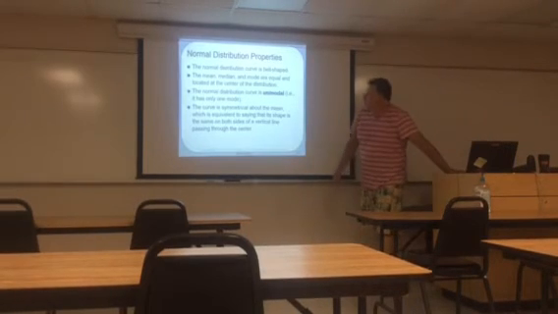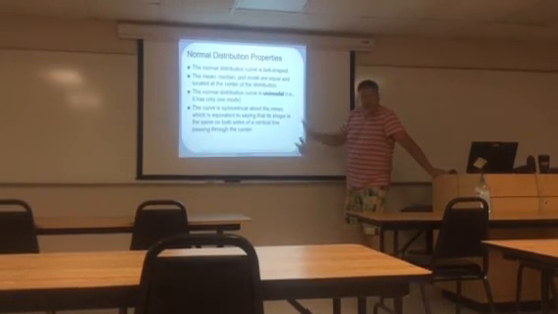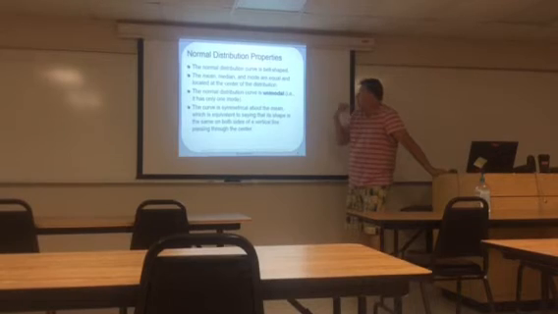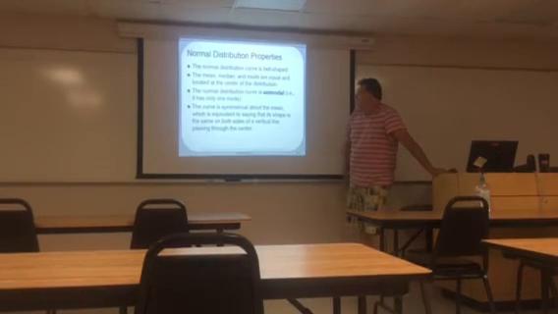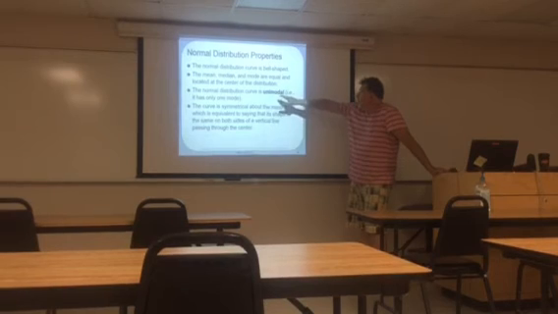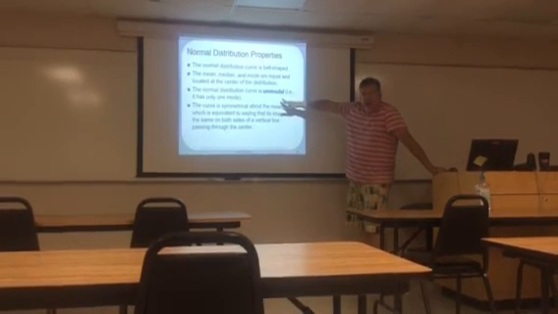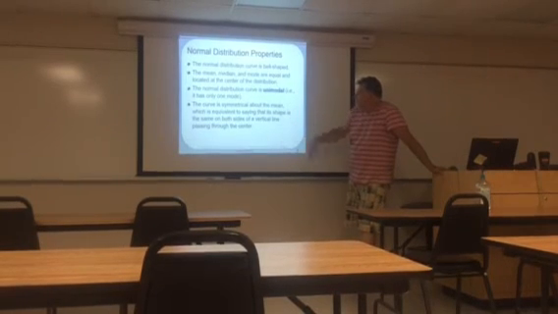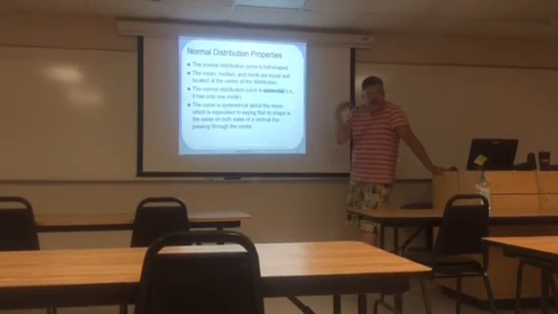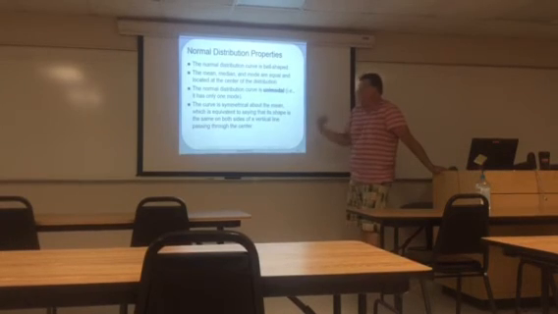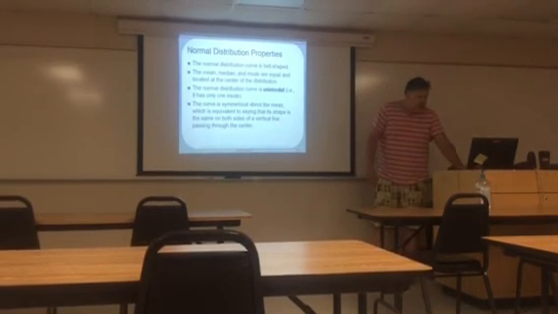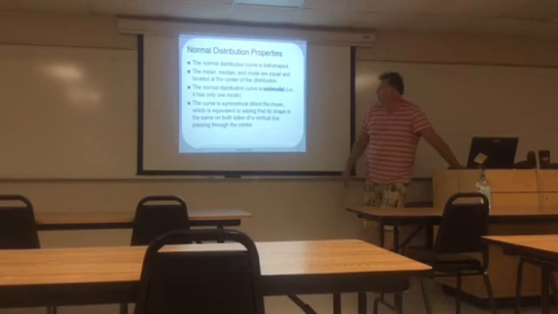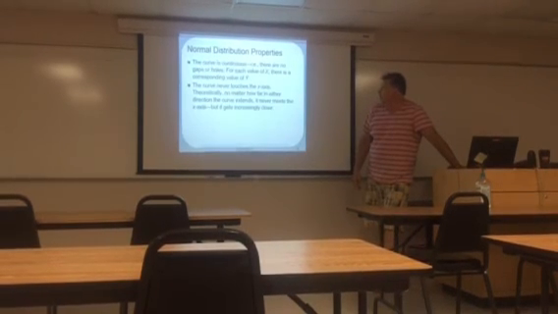Here are some properties of the normal distribution. The normal distribution curve is bell-shaped, like I said. The mean, the median, the mode are all equal. They're right in the center of the distribution. The normal distribution curve has one mode. So it's not bimodal, it's not trimodal, it's unimodal. The curve is symmetrical about the mean, which means the left is a mirror image of the right and the right is a mirror image of the left. And the mean, the mode, and the median pass right through the center of the distribution.